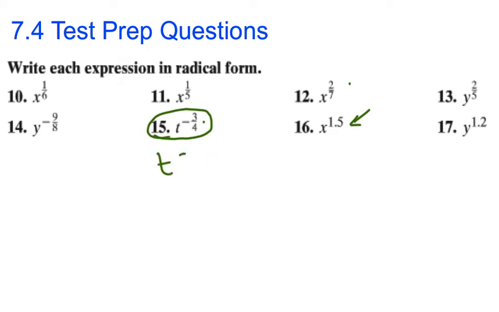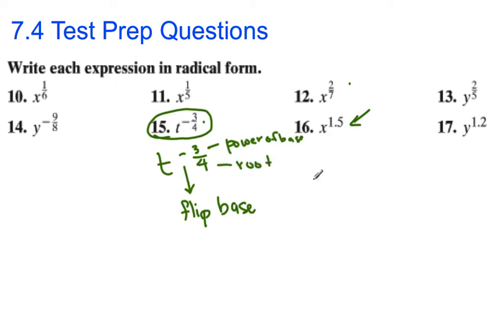Okay, t to the negative 3/4. This negative tells me I need to flip it immediately, right? Flip the base, would be more explicit. And then this is going to be your power of the base, and this is going to be your root. So all of that information, that's what that exponent tells me.